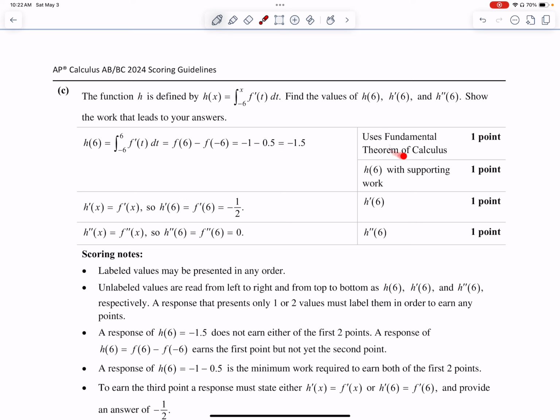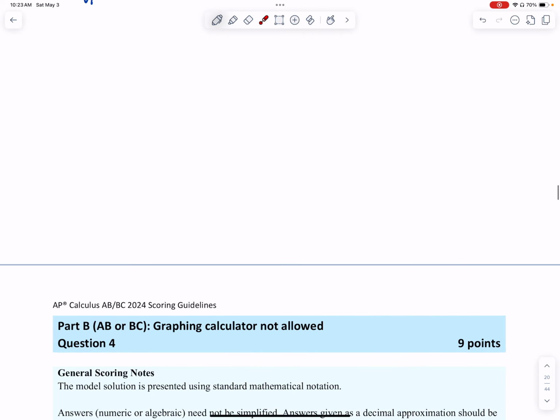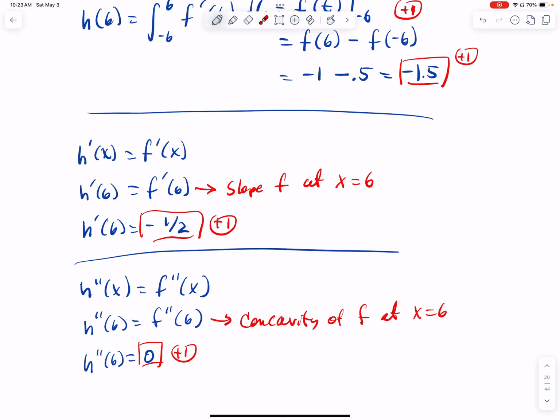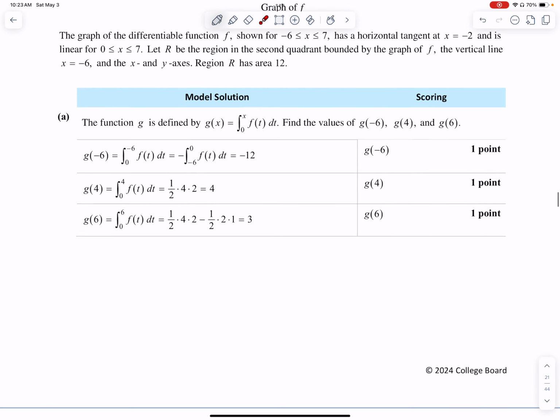Uses fundamental theorem of calculus again. So here this is connecting the antiderivative and then subtracting at the endpoint. So that's a point. Finding h of 6 with supporting work, because remember it did say show the work that leads to your answer, which is negative 1.5. A point for h prime of 6 was negative 0.5, and a point for h double prime of 6, which is equal to 0. Those I'm pretty sure we got. Let's see, 0, negative 0.5, negative 1.5, and then the FTC that I was just talking about.